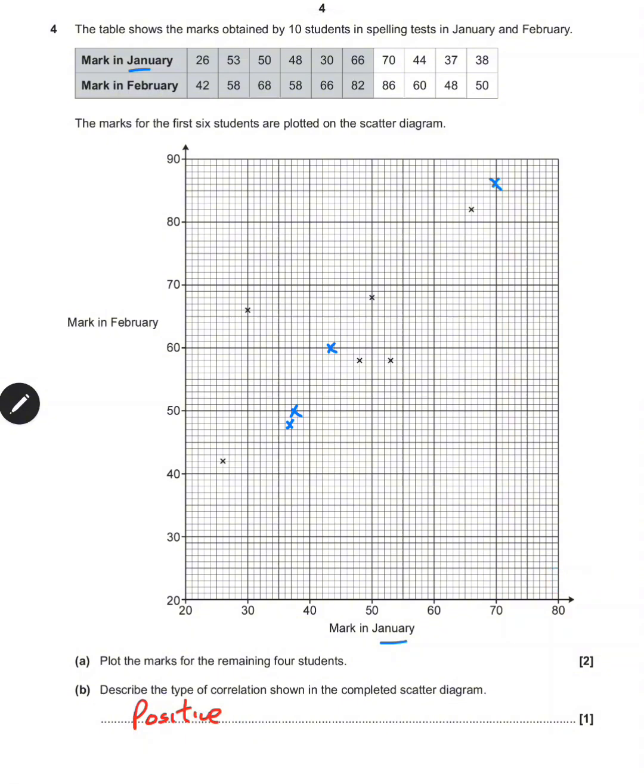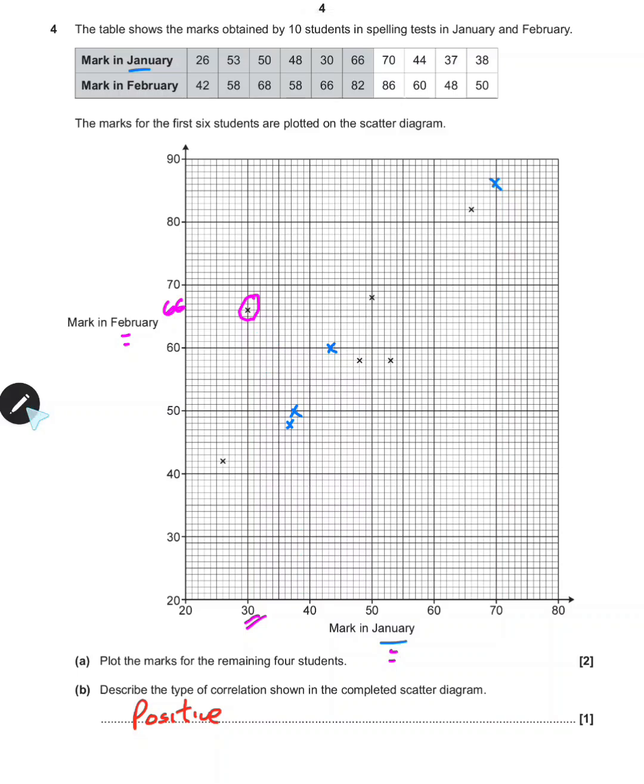Part C on the next page says which student made the biggest amount of progress from January to February. What we're looking for is someone with a low January score, but then a high February score. I think the person that's jumping out is this person here. In January, they only got 30, and in February, they got 66. So that's the person with the biggest increase, low January score, high February score.